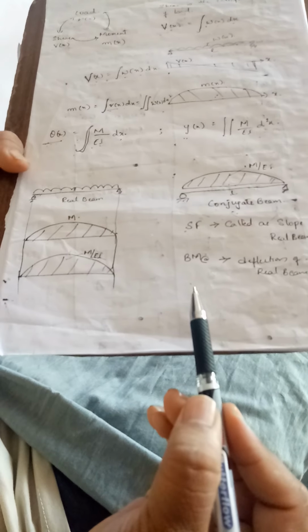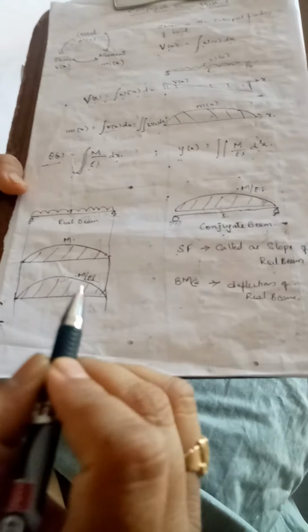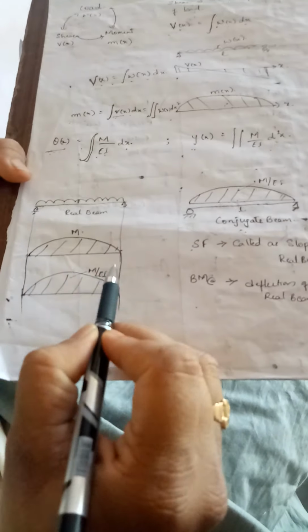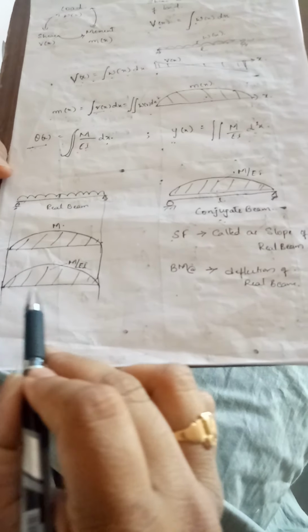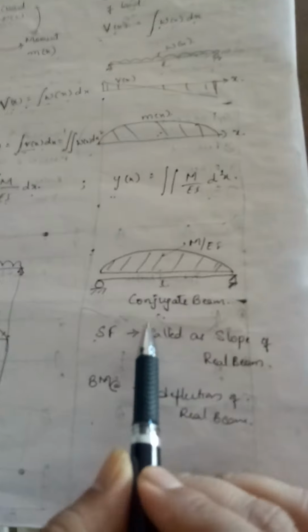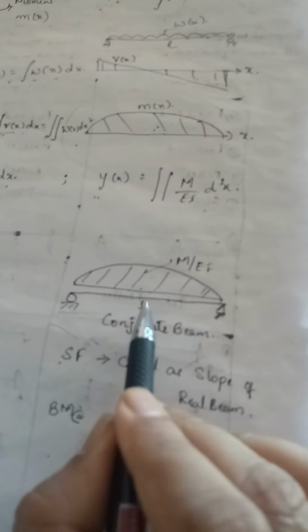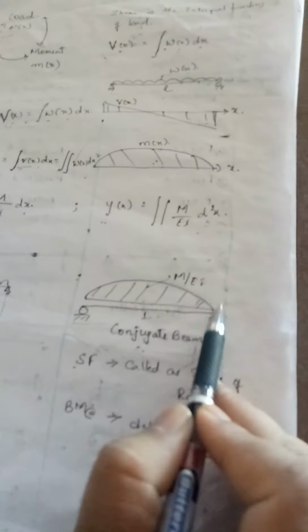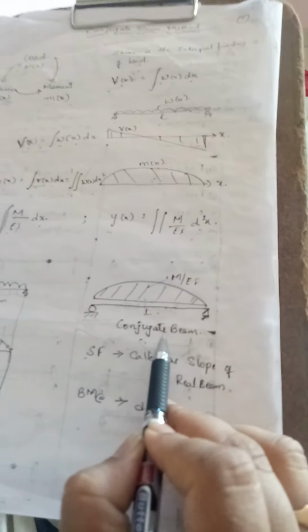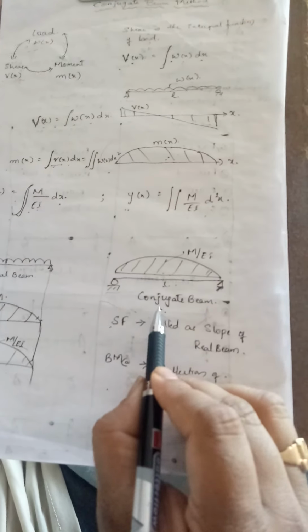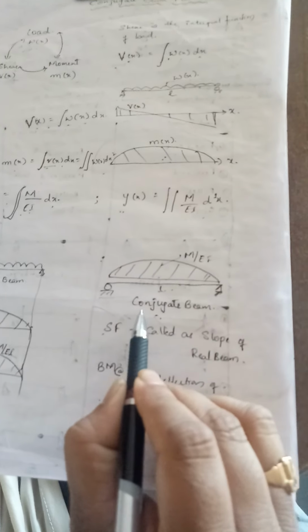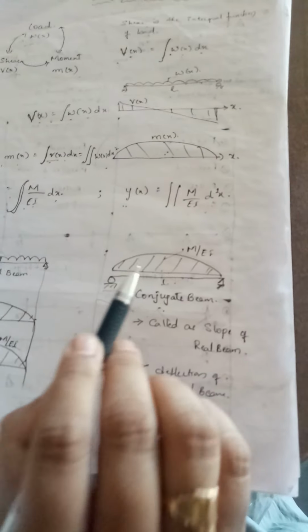So for this real beam we got the BMD and the M by EI diagram. Then what is the conjugate beam? The conjugate beam is the beam which carries the M by EI diagram as its load. Now you can see this is the conjugate beam and this is the real beam. On the real beam, the M by EI diagram is acting as a load. The conjugate beam is the beam which carries the M by EI diagram of the real beam as the load. Easy to calculate.